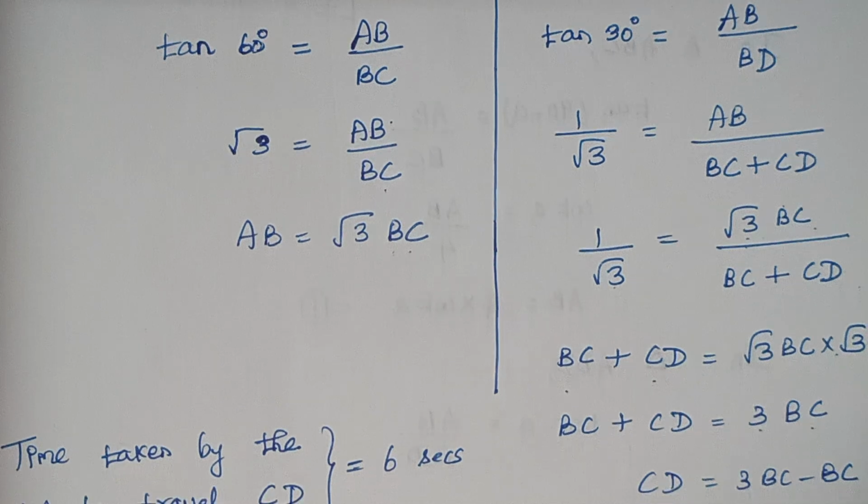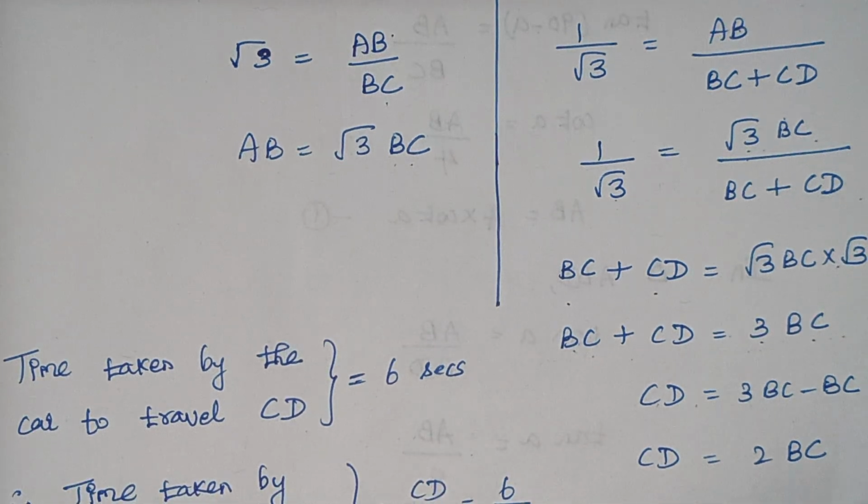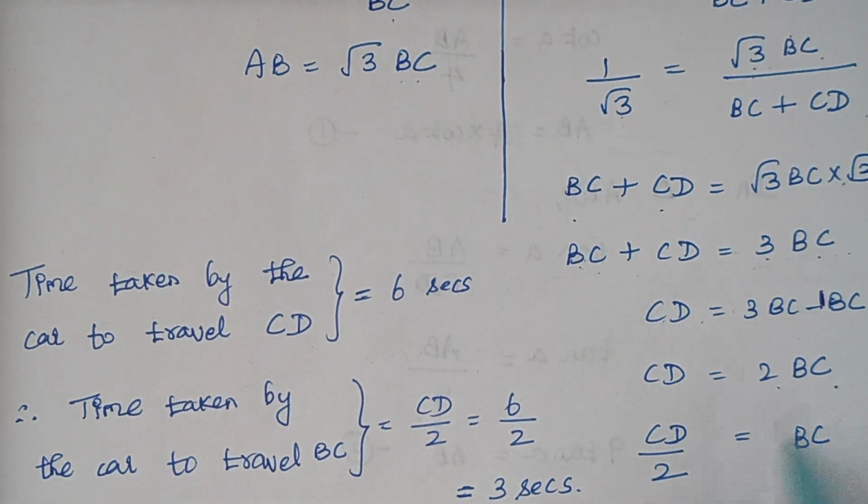Now I am going to combine the BC terms together, because here I am having 3BC and here I am having a BC. Therefore CD is equal to 3BC minus BC. So 3BC minus BC is, it is just like 1BC, right? So 3 minus 1 BC is 2BC, right? Therefore BC is nothing but CD by 2, right? So finally we find BC is CD by 2.